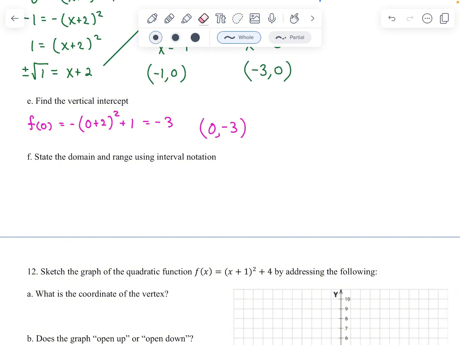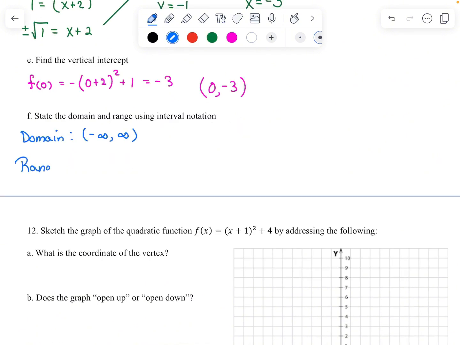And finally, state the domain and range using interval notation. Since f is a quadratic function, the domain is all real numbers. For the range, we know that the parabola opens down and the vertex is the highest point in the graph. So the range is going to be negative infinity to 1.